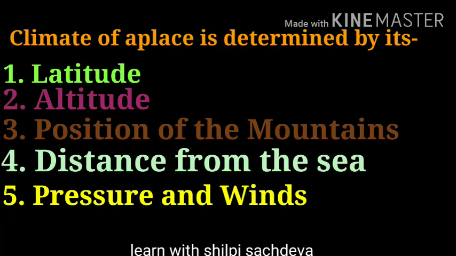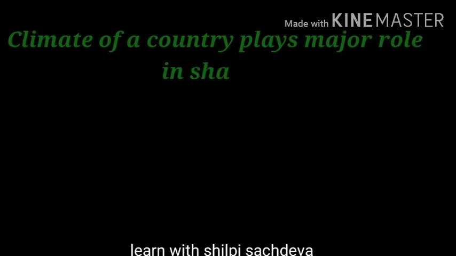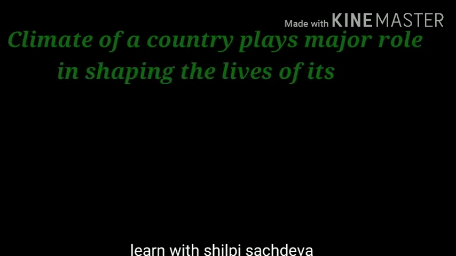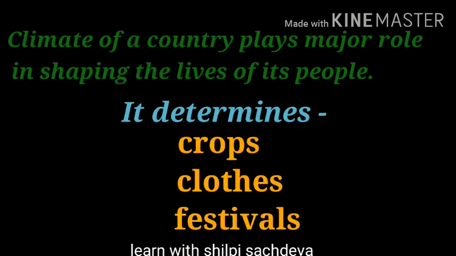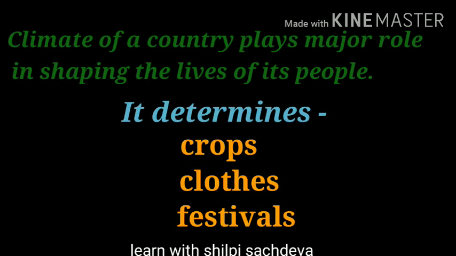The climate of a place is determined mainly by its latitude, altitude, position with respect to mountains, distance from the sea, and by winds. The climate of a country plays a major role in shaping the lives of its people. It determines the crops they grow, the clothes they wear, and even many of their festivals.